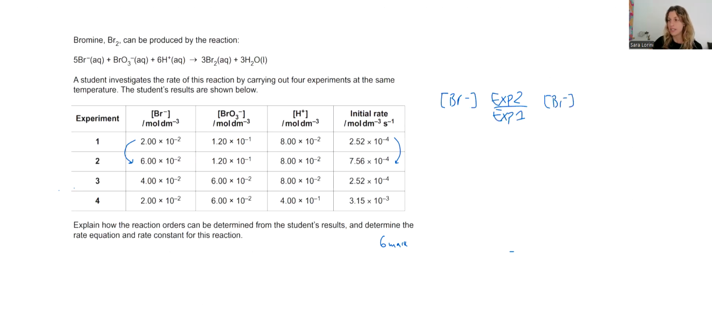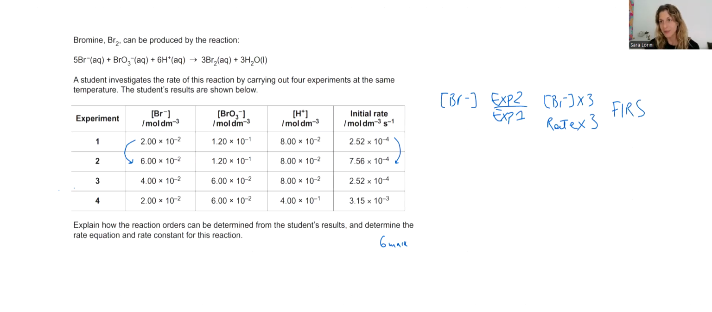What has happened to the rate? Remember, 7.56 over 2.52 gives us also 3. Once we see that the changes are the same, what does it tell us? That the rate is first order with respect to the concentration of Br minus. So this is the first and essential point, and I'm sure that most students got that.